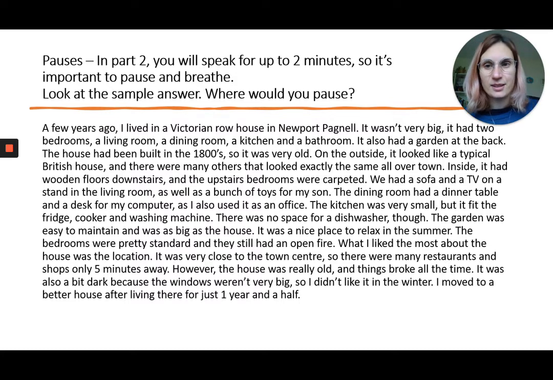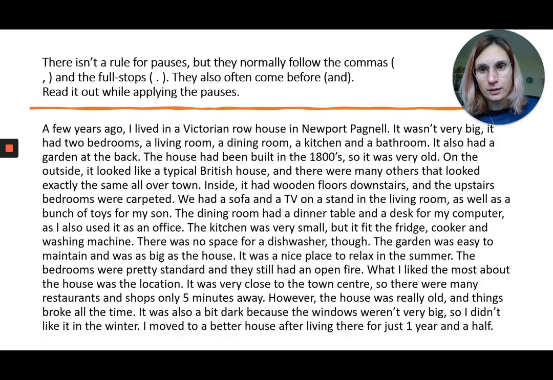Okay, so let's start here. So a few years ago, so I pause here. I'm gonna put these little green dashes. A few years ago, I lived in a Victorian row house in Newport Pagnell. So of course, if I end a sentence, I normally have a pause. If I have a comma, I normally add a pause.